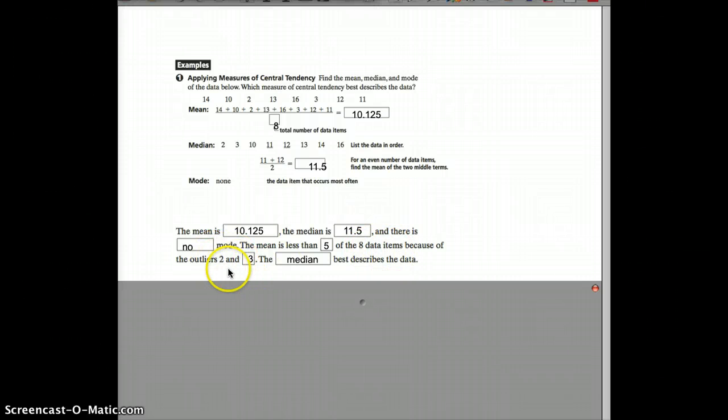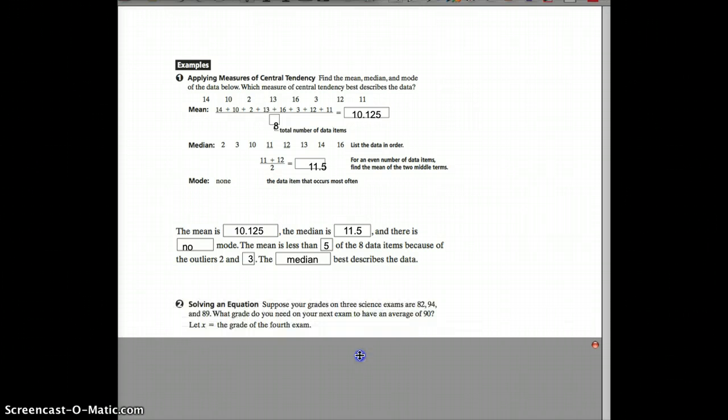The mean is less than most of the data points because we have this 2 and the 3. If you look at it, our mean is right around here somewhere, and look at all of these numbers that are above it. A lot of the numbers are above it. So in this case, the median, the middle number of 11.5, is probably a better indicator than the mean. Again, it's because this 2 and the 3 are stuck down here, pulling everybody else down with our mean. So the median is a better option here.